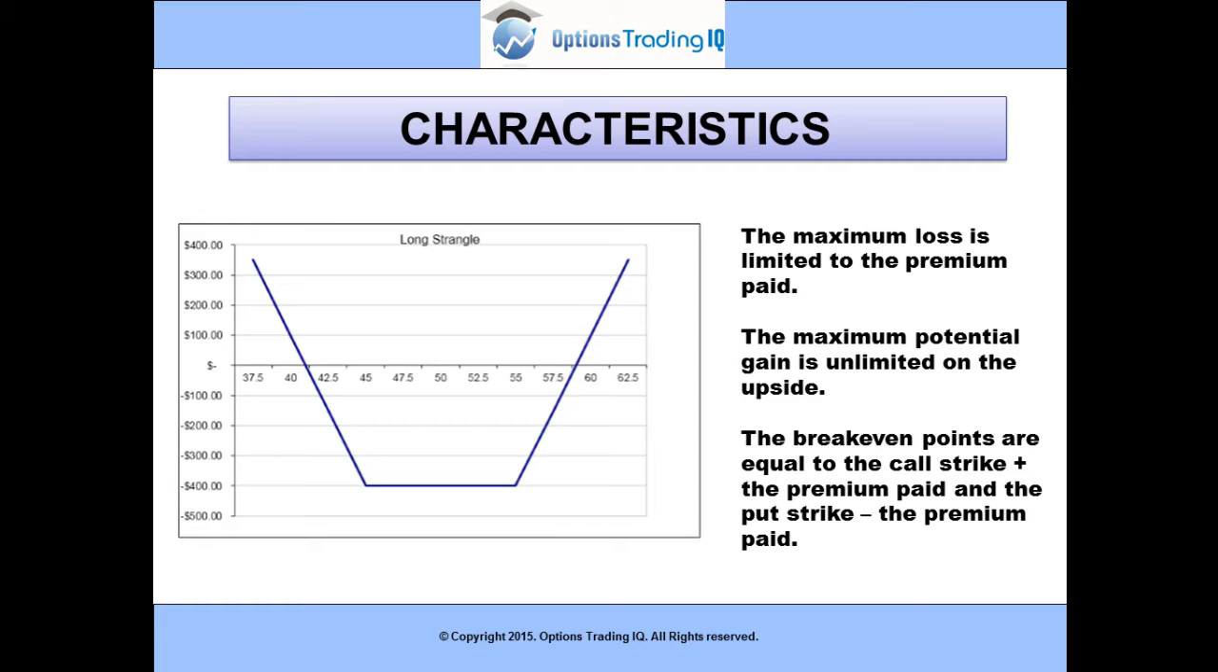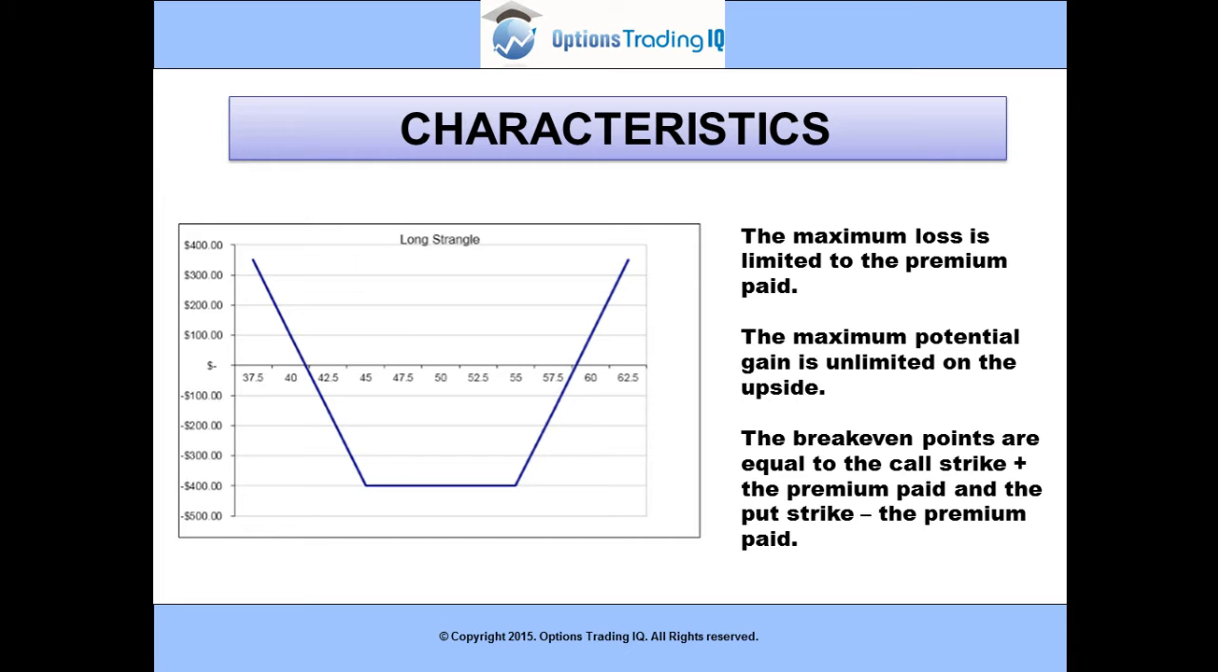So what are the characteristics of a long strangle? Well, the maximum loss is limited to the premium that you pay. So here $400, that's what we pay when we place the trade. That's the maximum that we can lose. So that's nice in that it's a defined risk trade. You know when you put on the trade exactly the maximum that you can lose.